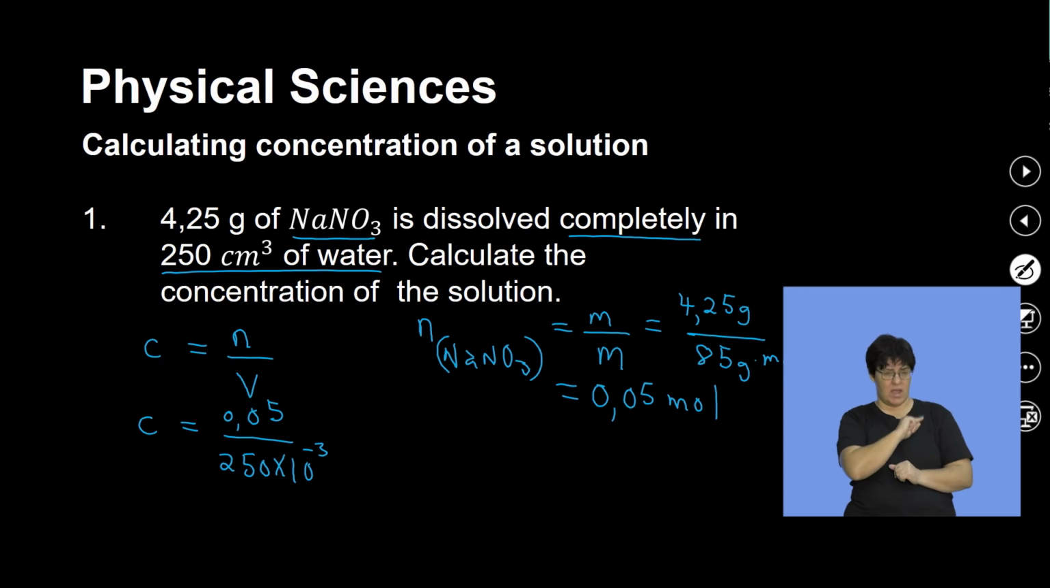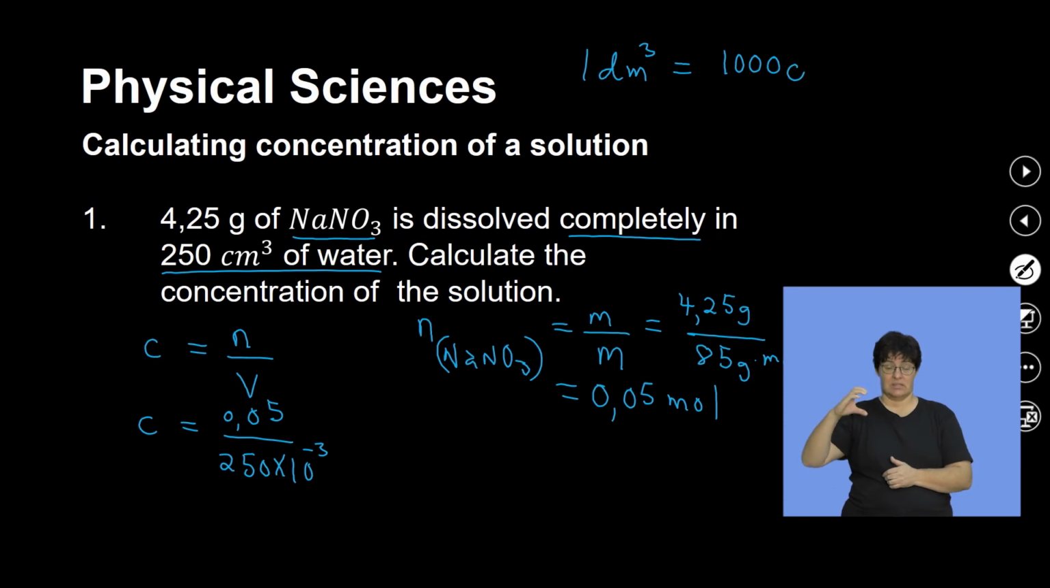Why 10 exponent negative 3? Because we know that 1 cubic decimeter is actually equal to 1,000 cubic centimeters, right? So to move from cubic centimeters to cubic decimeters, we divide by 1,000, okay?